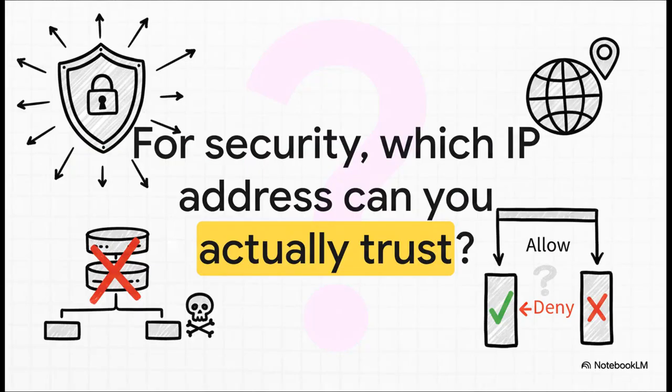This leads us to the most critical question of all. If you're using this header for something important, like rate limiting to stop denial of service attacks, or maybe granting access based on a user's country, which IP can you actually trust? Because if you trust a forged IP, a bad actor could bypass your security completely.